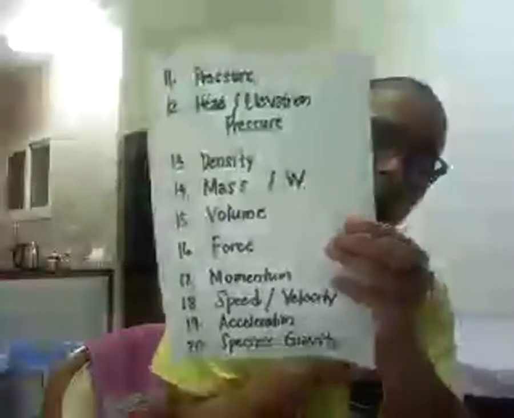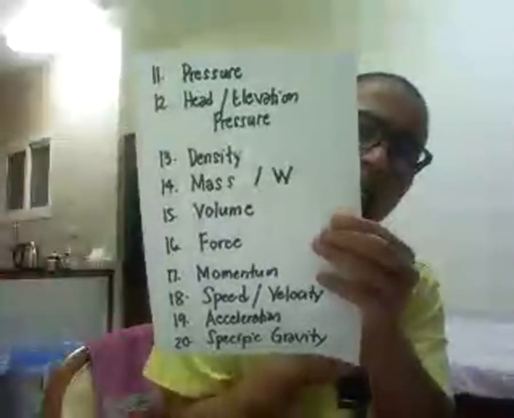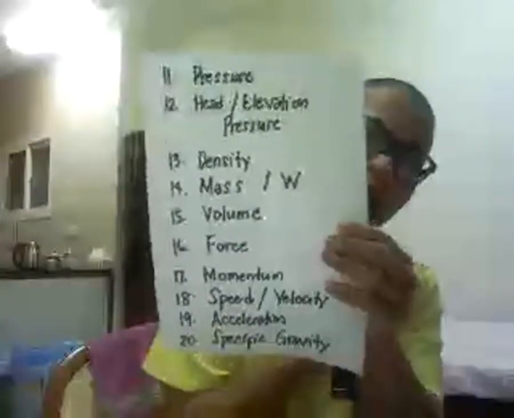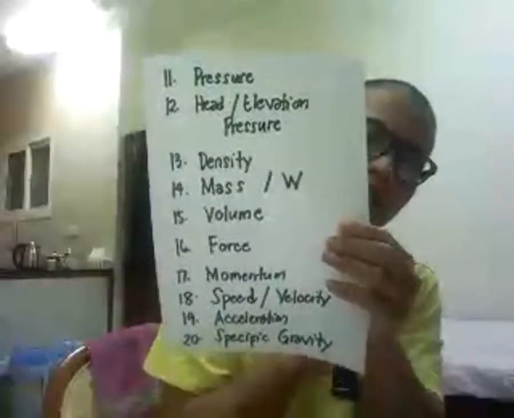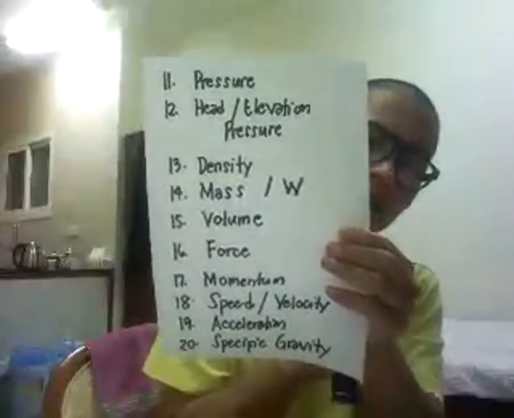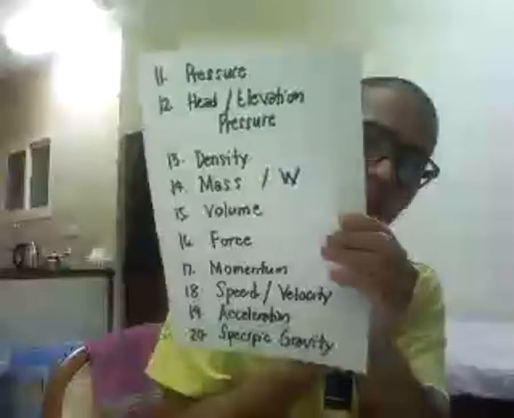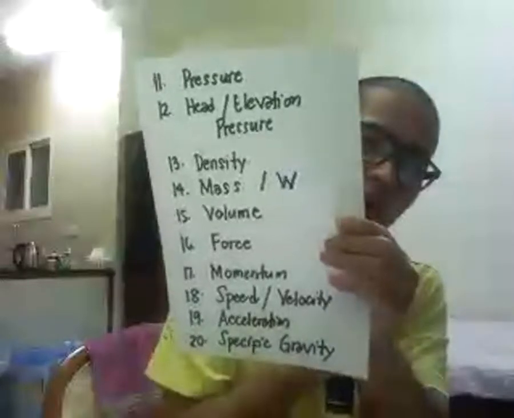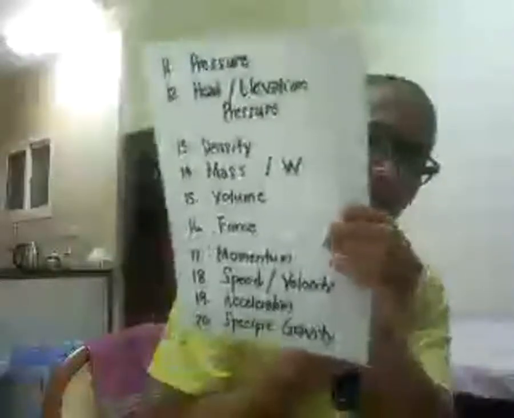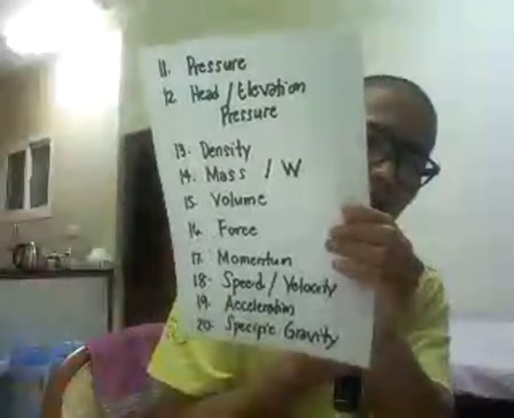Number 11, pressure. Number 12, density. Number 13, density, sorry. Number 14, mass. Number 15 is volume, and then momentum. Number 18 is speed and velocity. Number 19 is, what's this? Acceleration. And then number 20 is specific gravity.